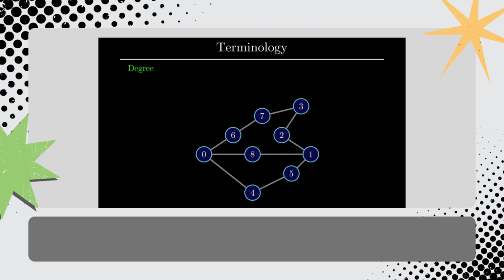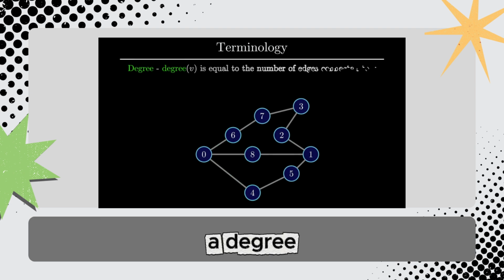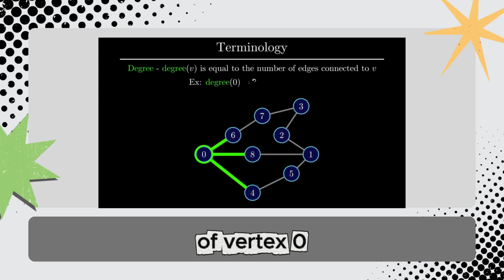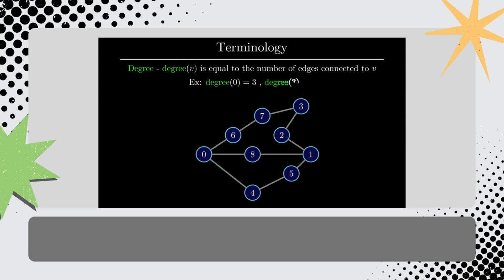A related concept is the degree of a vertex. The degree of a specific vertex is equal to the number of edges connected to the vertex, or equivalently, the number of neighbors. As per this definition, the degree of vertex 0 would be 3. And the degree of vertex 3 would be 2.